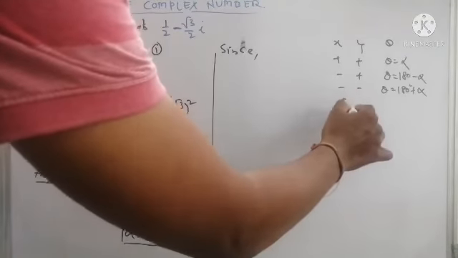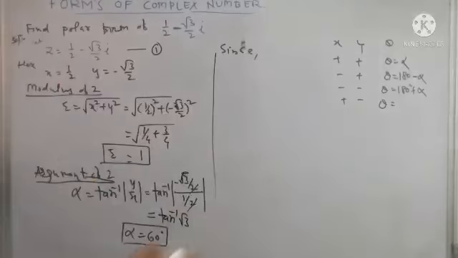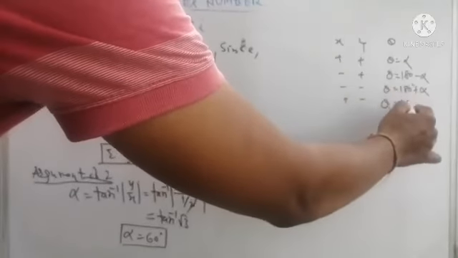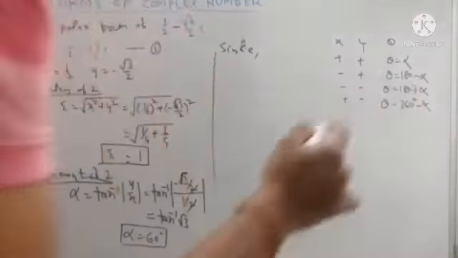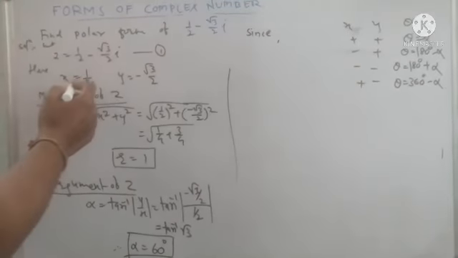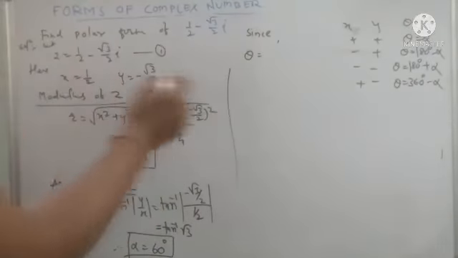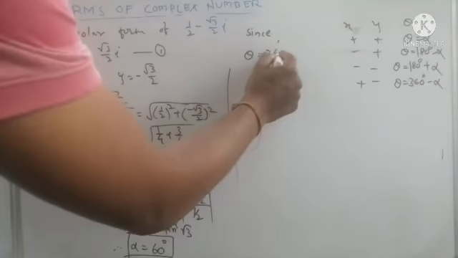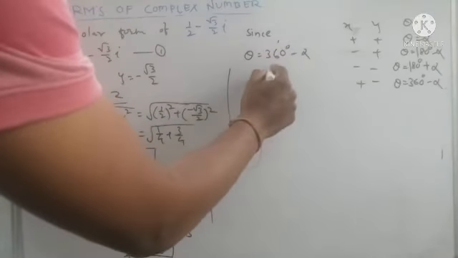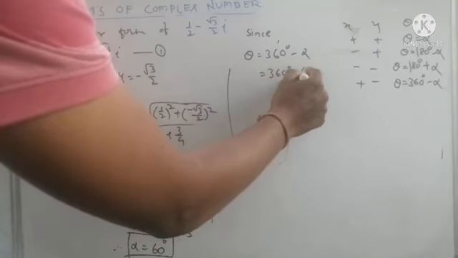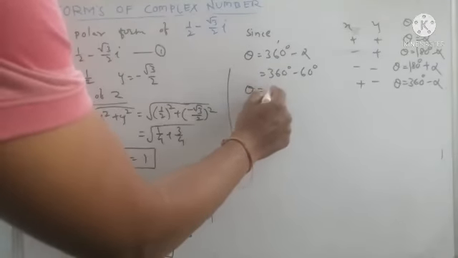And if x is positive and y is negative, then theta lies in the fourth quadrant. That means it is less than 360 and given by 360 minus alpha. Since here x is positive and y is negative, theta lies in the fourth quadrant, as theta is given by 360 minus alpha. By putting alpha as 60 degrees, we get theta as 300.